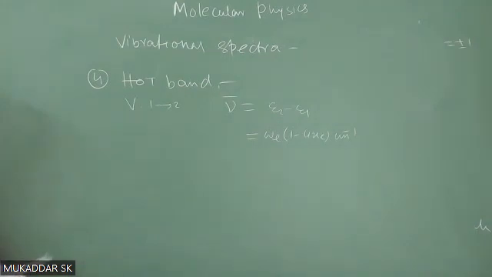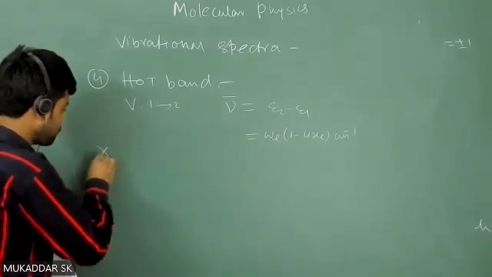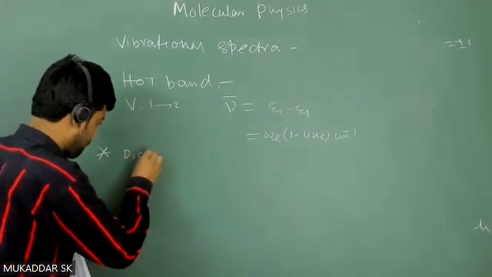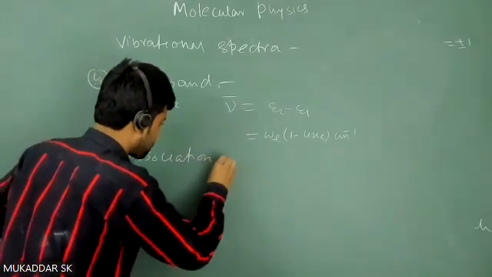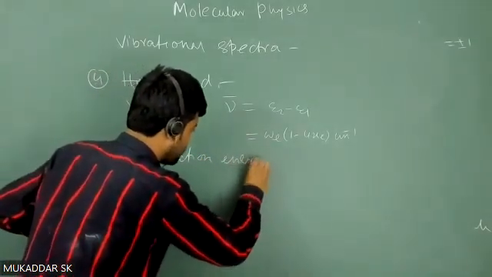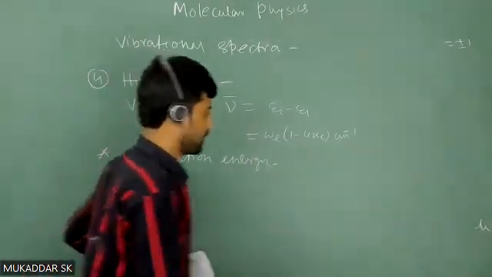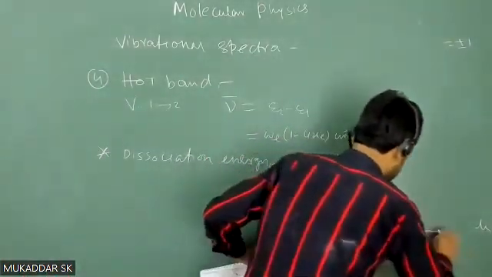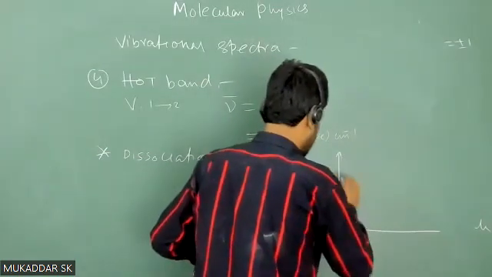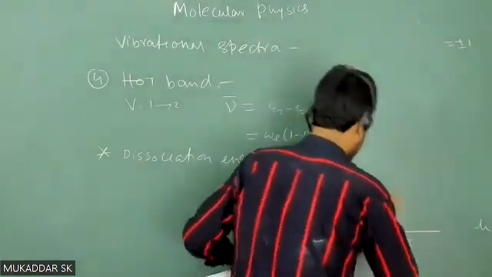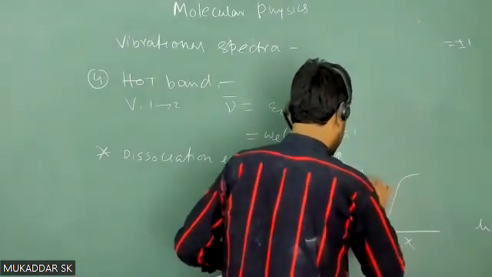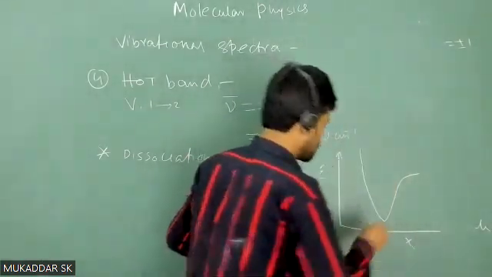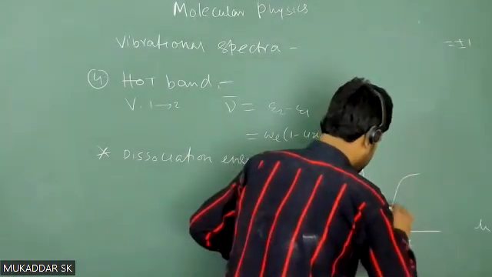And then you have further something called dissociation energy. You see that spectrum. This side you have epsilon, and this side you have x, right? So the plot of the curve is like this. So dissociation energy means what?